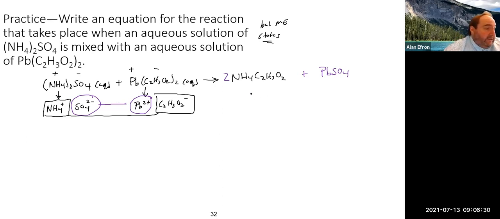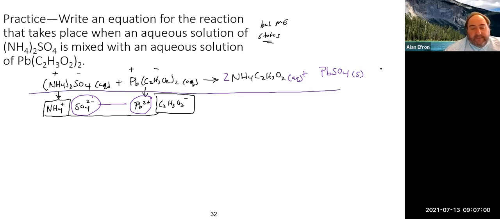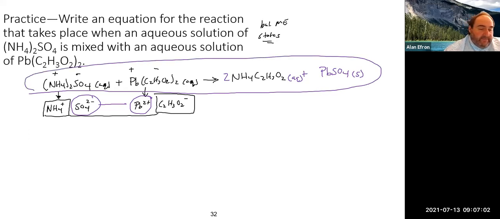The last thing that we want to do is the states. Looking at ammonium, soluble in everything, and acetate, soluble in everything, so this one definitely would get the aqueous symbol. Sulfate is soluble in everything except several things, and one of those is when it is hooked up with lead. Lead sulfate here would be a solid. This would then represent our properly balanced molecular equation with the states. Any questions on that?